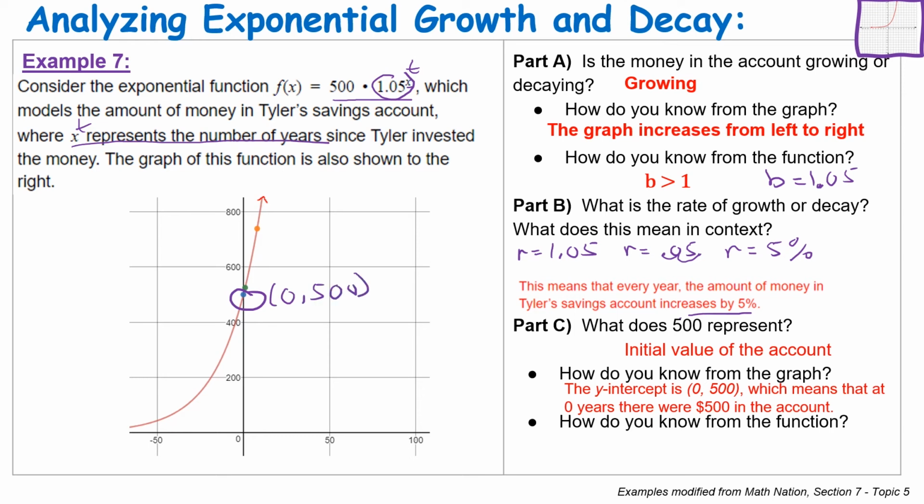Now, how do you know that from the function? Well, because a is equal to 500. Because remember, in exponential functions, our a is first here, so a times b. That is 500. So that is our initial amount. So let's go ahead and analyze this graph here a little bit more.